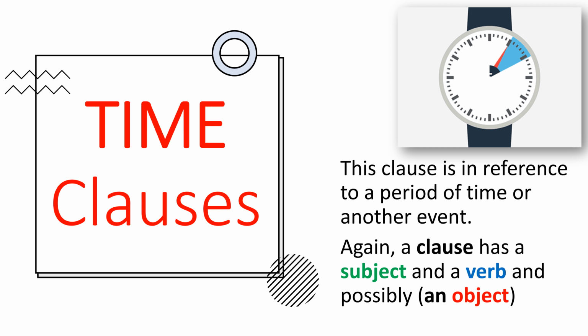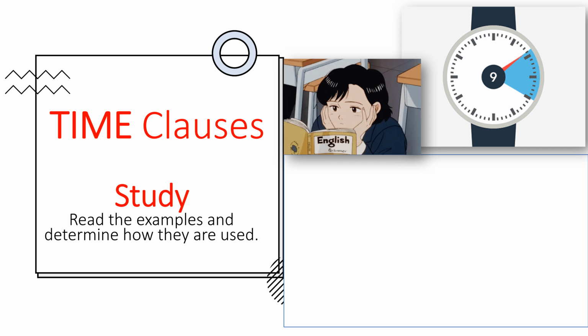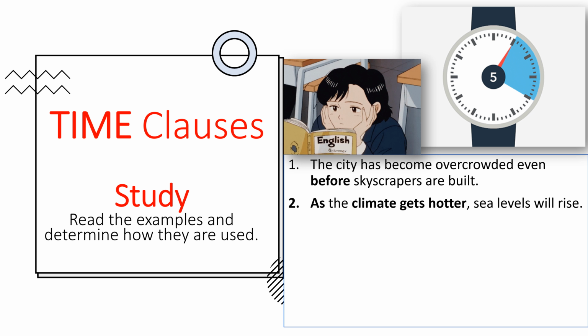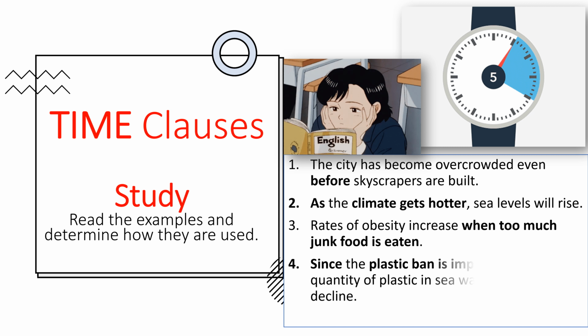Now let's study the example sentences here. The first sentence here is, the city has become overcrowded even before skyscrapers are built. Second example, as the climate gets hotter, sea levels will rise. Third example, rates of obesity increase when too much junk food is eaten. And example number 4, since the plastic ban is implemented, the quantity of plastic in seawater significantly declines.